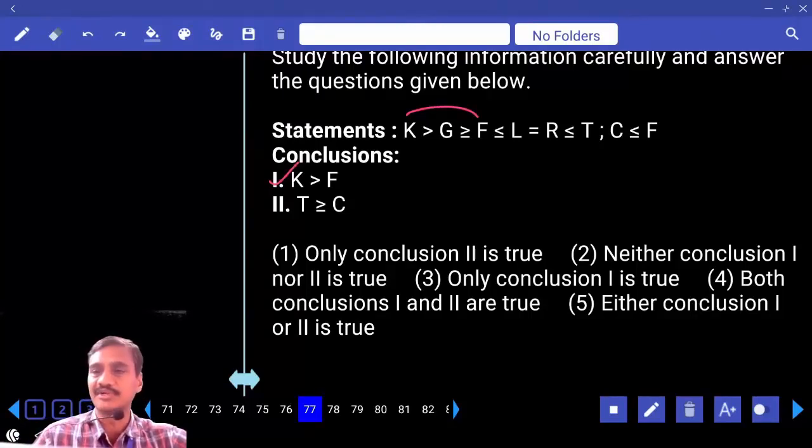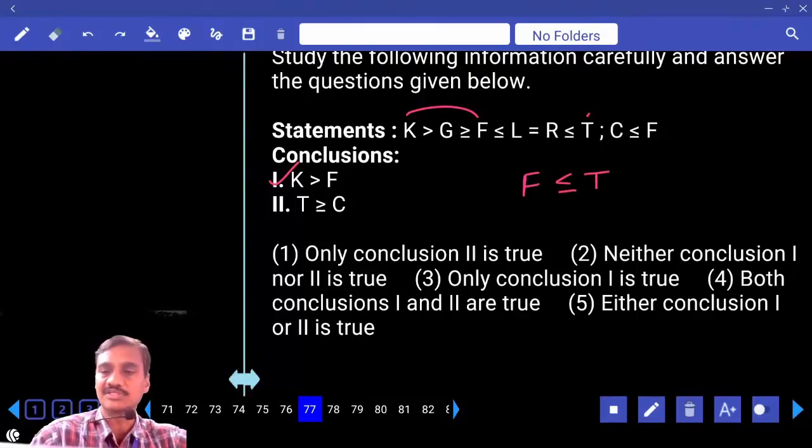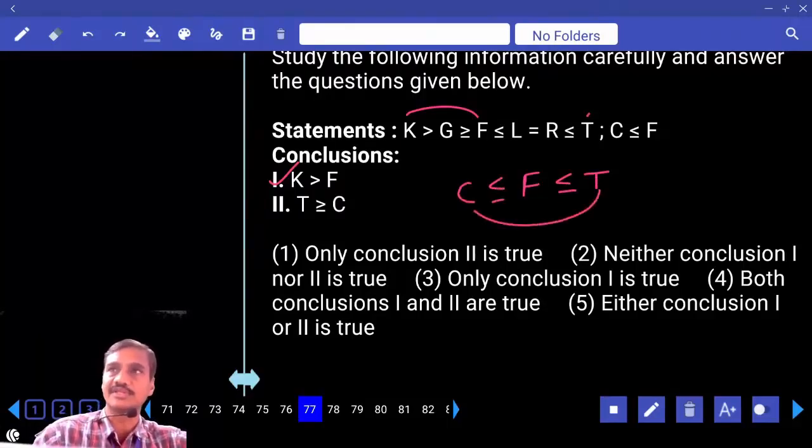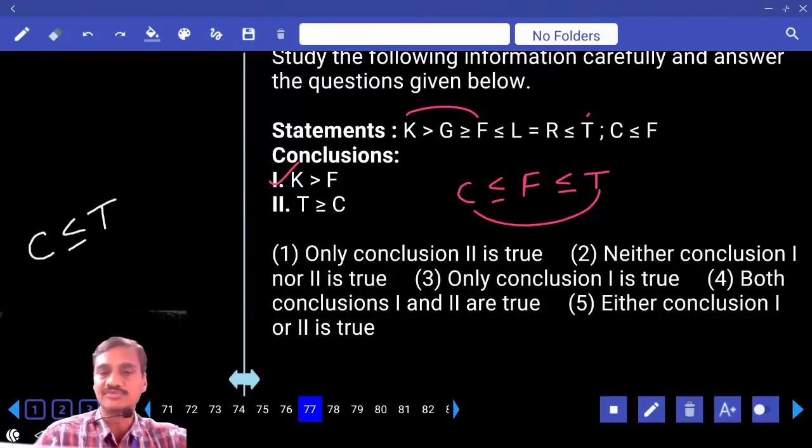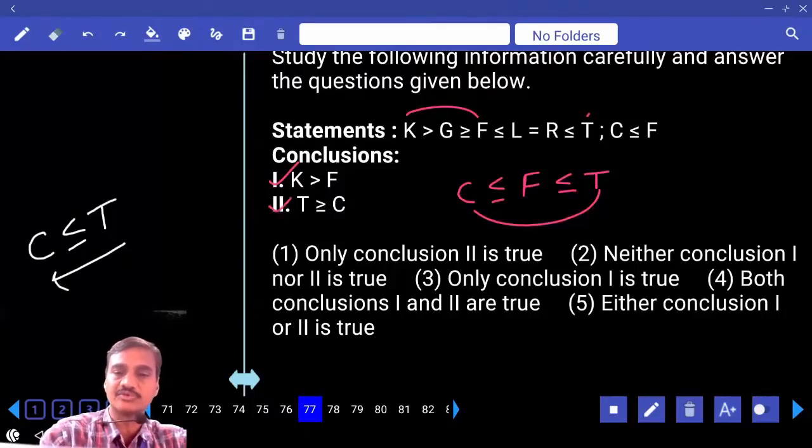Then the relation between T and C. T is here, C is here. Which element is common? F is common. F lesser than or equals to T, and C lesser than or equals to F. That means C lesser than or equals to F lesser than or equals to T. And C lesser than or equals to T is true. If C lesser than or equals to T is true, then in the reverse T greater than or equals to C is also true, and so both the conclusions are true, both 1 and 2, that is the choice for question number 77.